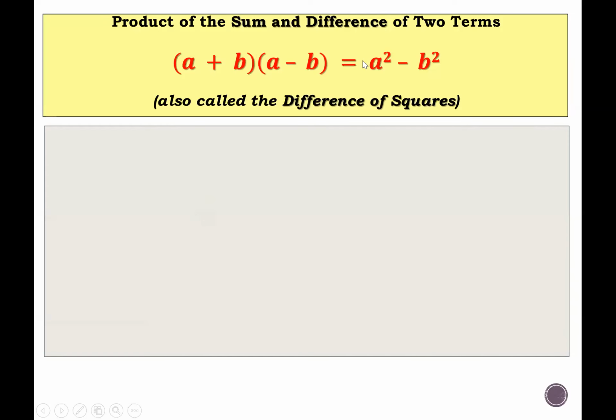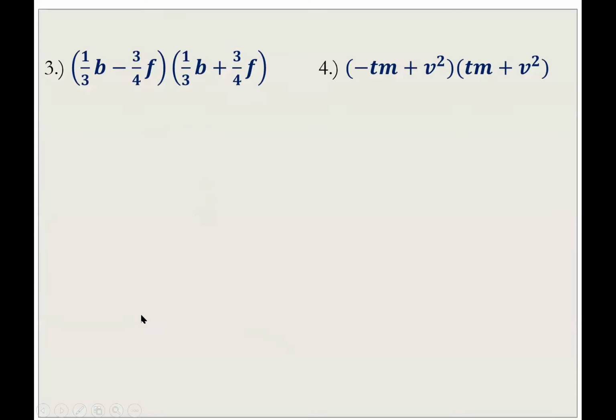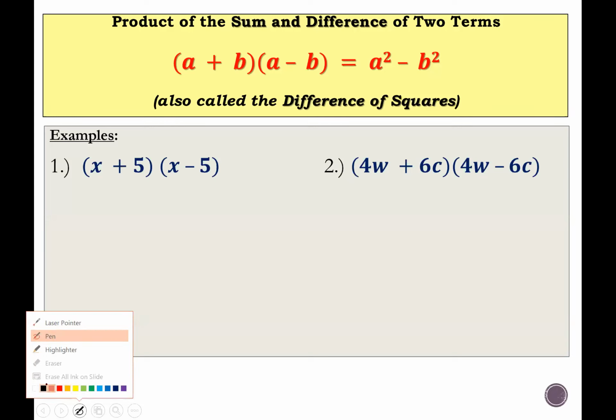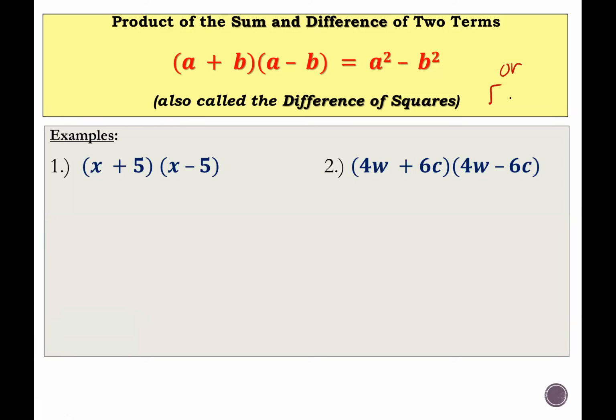Okay, so our next formula here is called the product of the sum and difference of 2 terms, also known as the difference of squares. This formula I find much more useful and easier to remember. But once again, you can use FOIL. That is fine. I'm going to say or FOIL. So each one of these problems is set up for you to distribute using FOIL. So just go ahead and do that every time if you want, but I hope that you start to notice a pattern here.